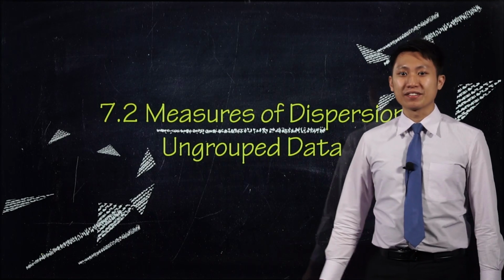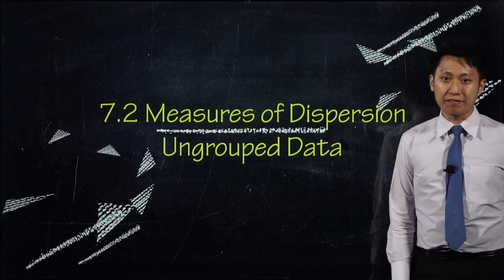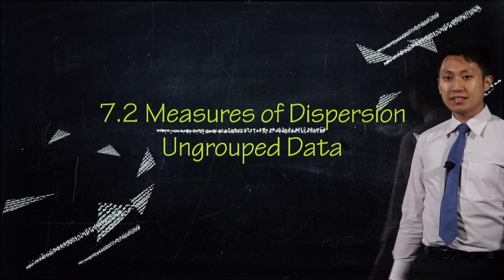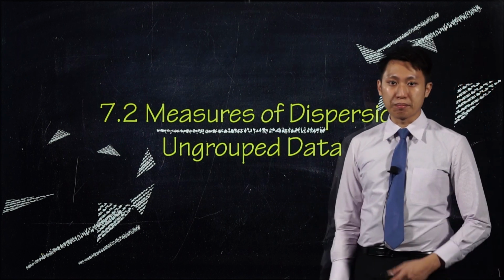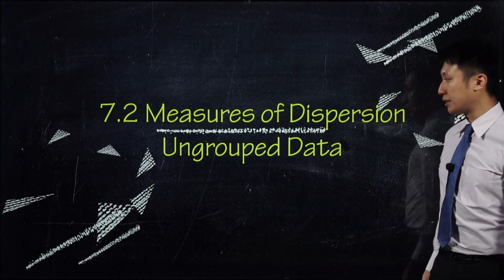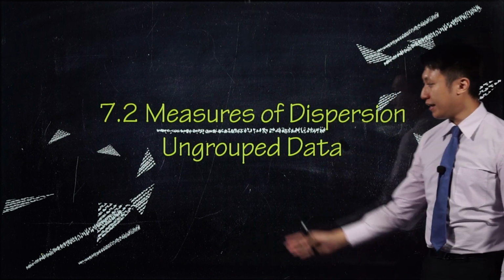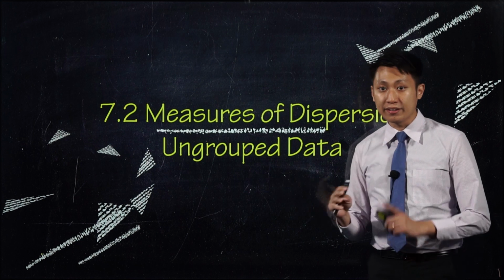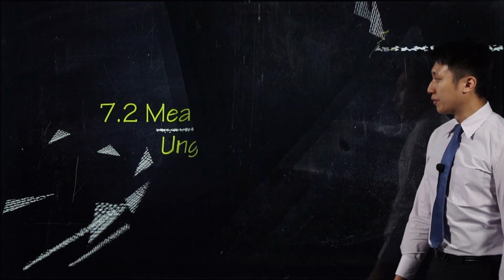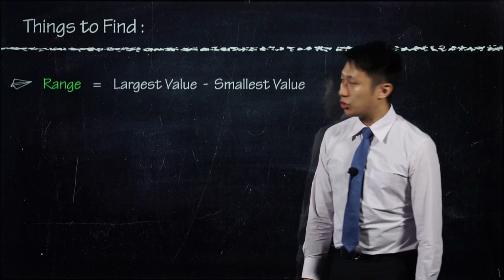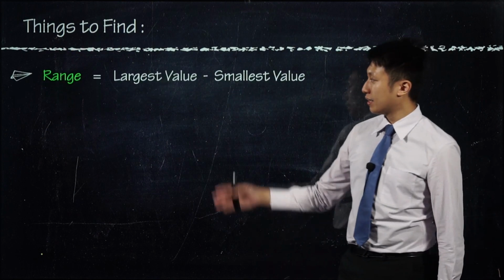Hi everyone, today we're going to talk about measures of dispersion. Previously we have talked about measures of central tendency, which is to find the mean, mode and median. So now it's measures of dispersion, and it's for ungrouped data. Don't get confused with the grouped data. So let's start. What we are going to find here is the range.